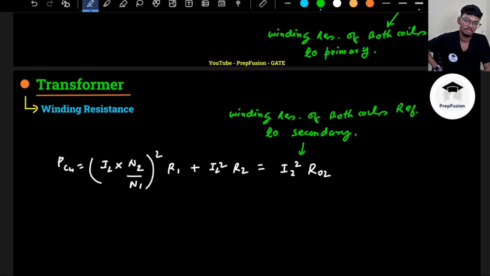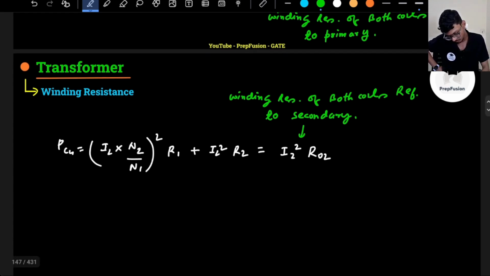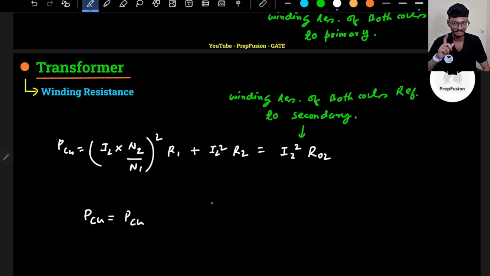Now, this is actually the equivalent winding resistance. Now what about the per unit resistance? What will be the per unit resistance? I want to calculate the per unit values of everything. So basically, I know that my copper loss will be the same, right? Copper loss in the primary and the copper loss in the secondary, because power does not get transformed. If you remember, power does not get transformed.